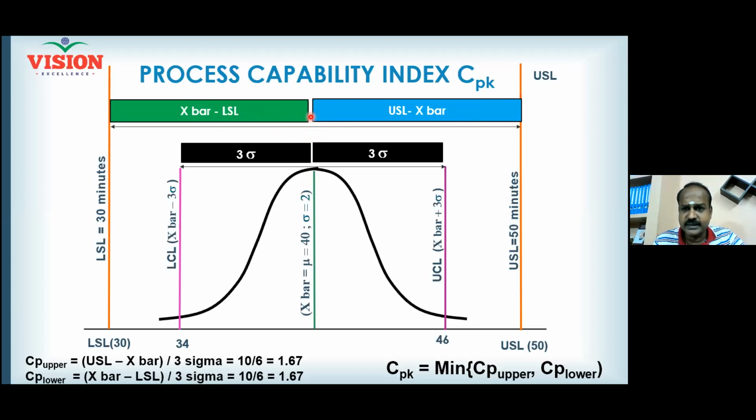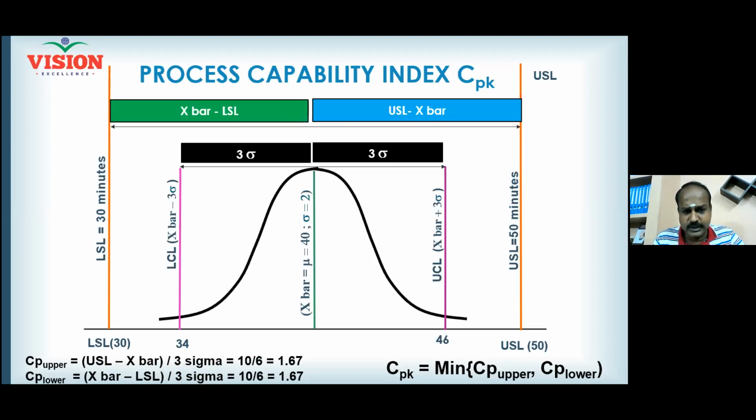What is there here? Center, X bar. What is here? LSL. X bar minus LSL. Width divided by 3 sigma. Exactly. X bar minus LSL by 3 sigma. Similarly here, USL minus X bar by 3 sigma. And so you don't have to really memorize anything, because CPK is actually CP upper and CP lower, the divisions of your CP only.